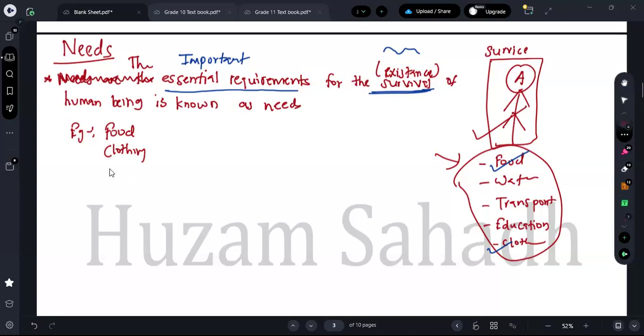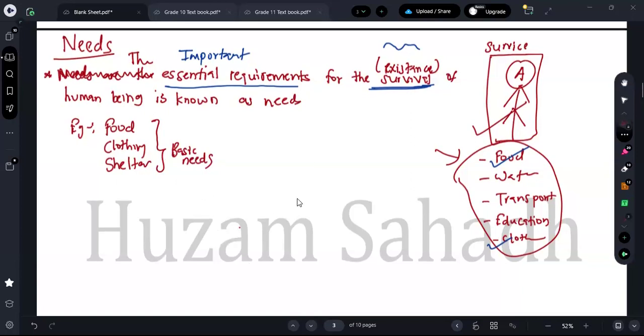Food, we have clothing, and can you give some example? And we have shelter, guys. Food, clothing, and shelter. And these three needs are considered as, mark this and keep, basic needs. Yes, air also you can take, water also you can take. Like water, you can take it under food, right?